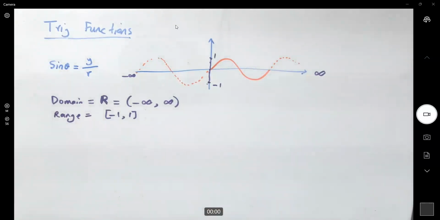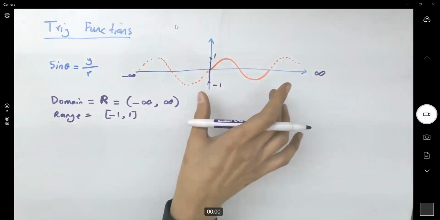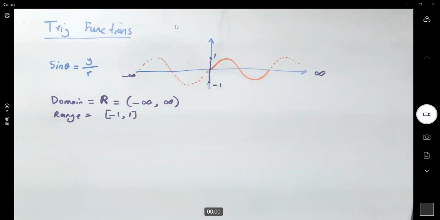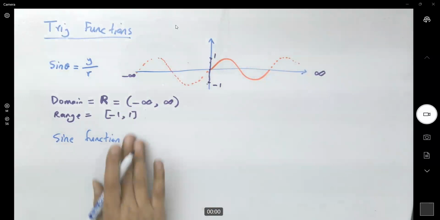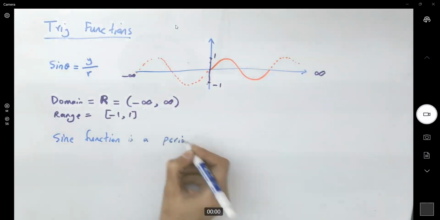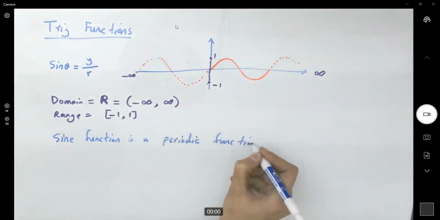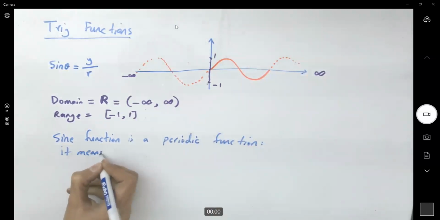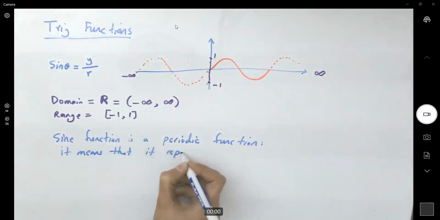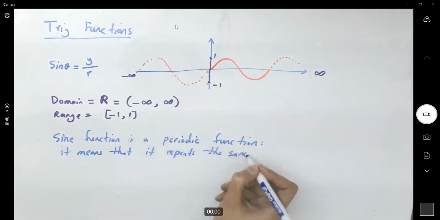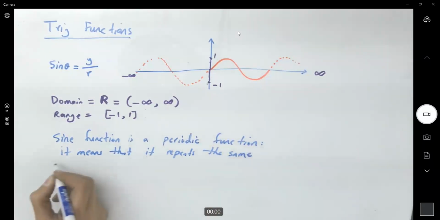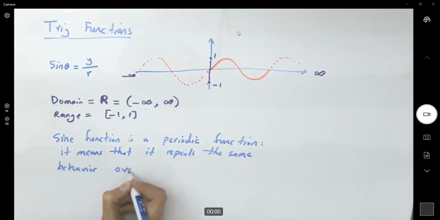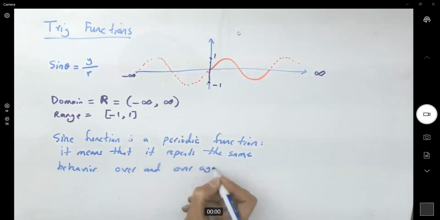Again, when it comes to quizzes, homeworks, and exams, they might just focus on one period of this function. Sine function is a periodic function. Remember that. What's the meaning of that? It means that it repeats the same behavior over and over again on its domain.